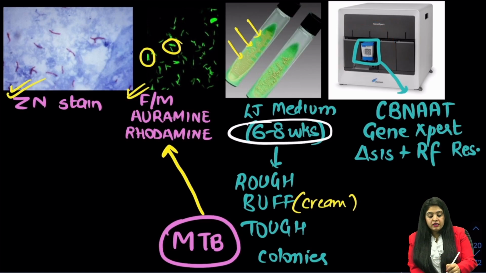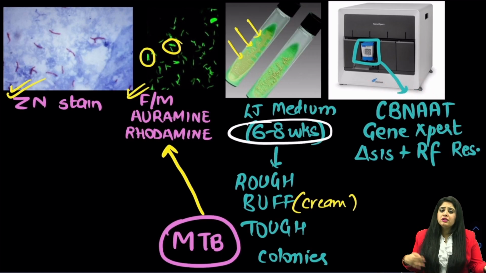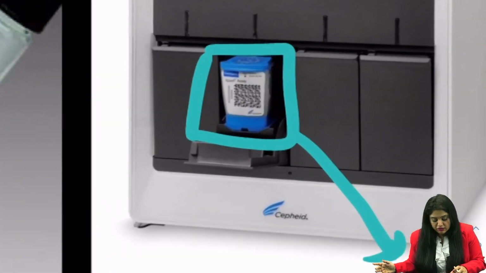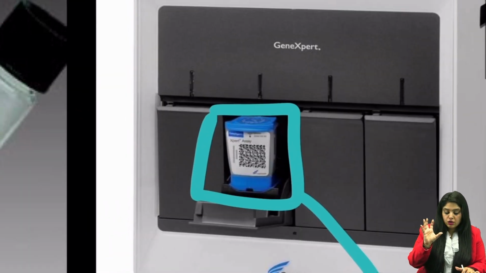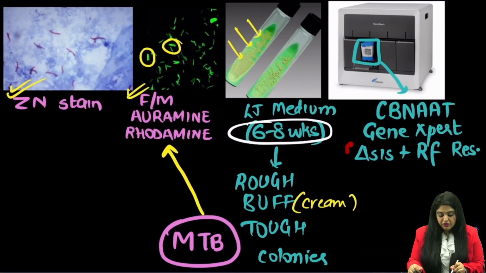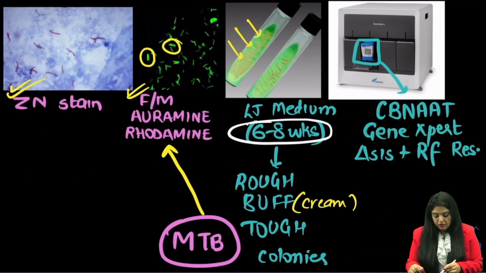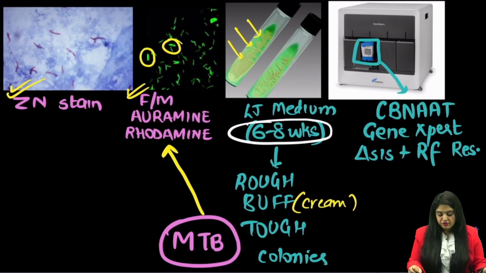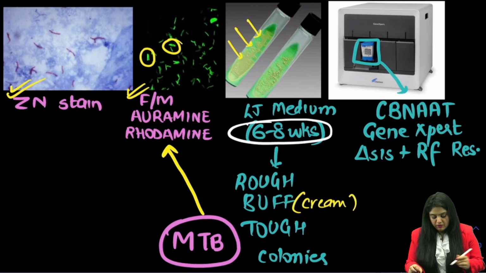The full form of CBNAAT again: cartridge based nucleic acid amplification testing. It's a nucleic acid amplification technique. Whenever you see something like this barcode kind of thing, you will know that yes, this is some cartridge thing. So cartridge based nucleic acid amplification, not only for the diagnosis but also for the rifampicin resistance, it can tell you. I hope everyone's okay with this picture.